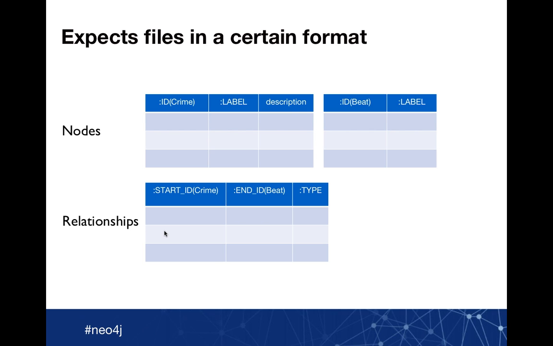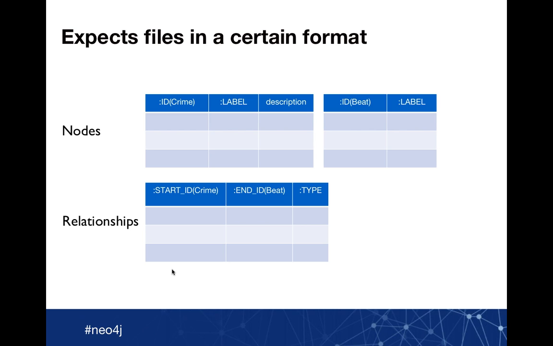You've got an ID. That's saying, what is the identifier that you want to use to identify this node? In our case, that's going to be the key that we were merging on before. There's then a column where you can put :label, and in there you can put a comma-separated list of labels. I think in our case we've only got one for each node, so we'll see that. And then description is an example of another field that we might want to put in. You can put as many as you want. And then we've got the same for the beat.